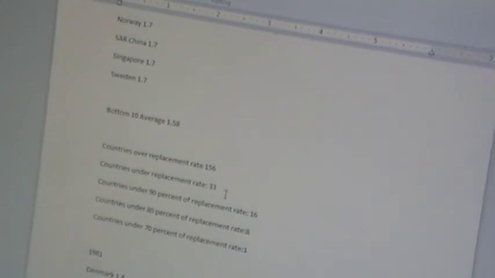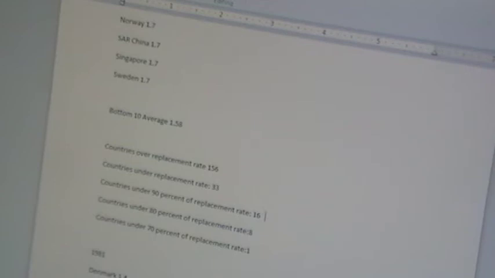And here I decided to make a little stat. The countries over the replacement rate at this time was 156. There are 189 countries in the world in 1989. Or provinces or states, sorry, not all of these are countries, although I call them countries. Probably the more proper term I should have used is states. States over replacement rate, because some of them aren't technically countries. They're territories. So as you can see, it's 156 over and 33 under replacement rate right now.